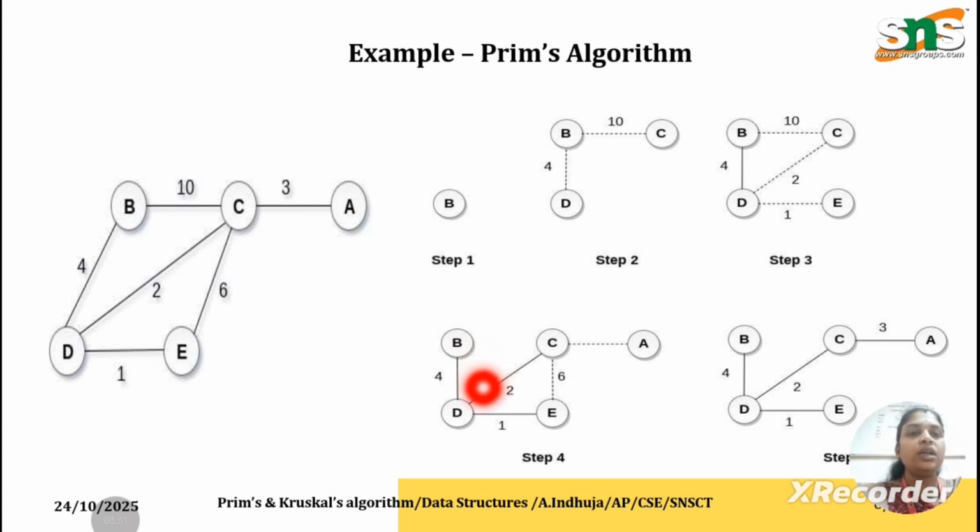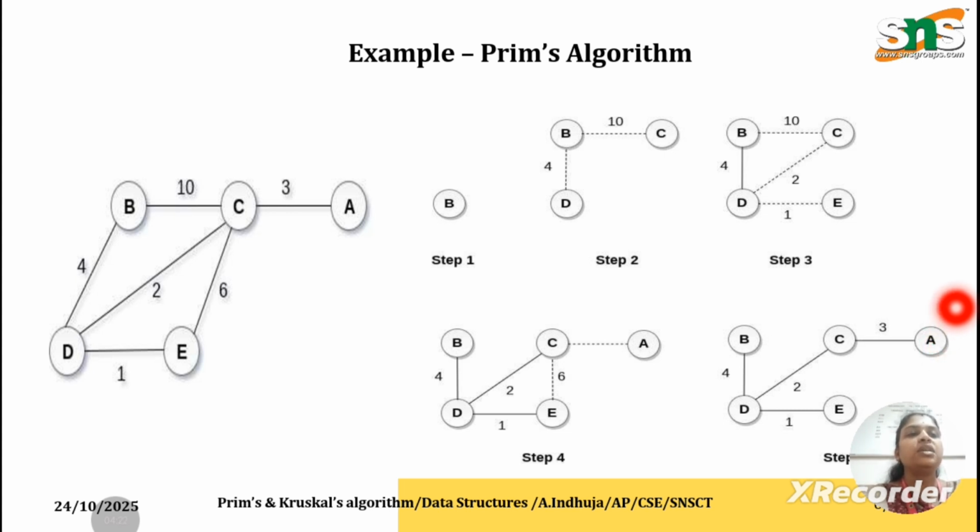B to D 4 is confirmed. Next, D to E 1 is confirmed. In the next step we'll be confirming D to C with weight 2. So next the adjacent nodes of the upcoming nodes will be added into the steps, and finally we'll get this output. So B to D 4, D to E 1, D to C 2, and then C to A 3. So this is the final minimum spanning tree of the given graph.